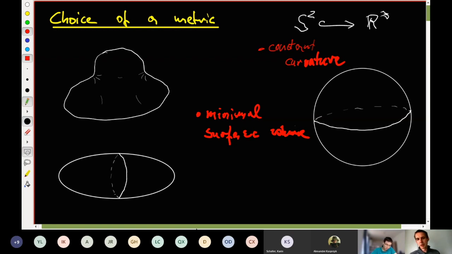So really, to make sense of the statement that we have minimal surface volume, I have to normalize the notion of volume. And the idea is to normalize it by the enclosed volume of the embedding. So in other words, I get only a minimal surface volume if I fix the enclosed volume of the embedding.